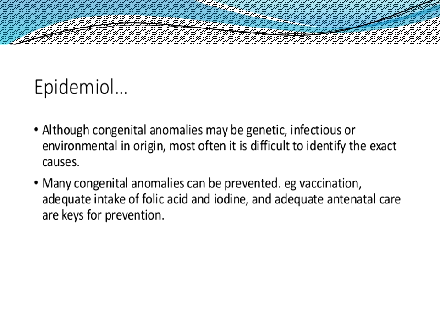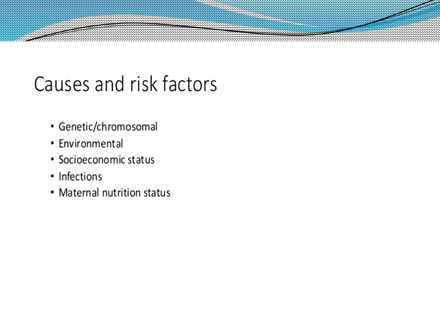Congenital anomalies may be genetic, infectious, or environmental in origin. Most often it is difficult to identify the exact causes. Congenital anomalies can be prevented through vaccination, adequate intake of folic acid and iodine, and antenatal care. Causes and risk factors include genetic or chromosomal, environmental, socioeconomic status, infections, and nutritional status of mother.